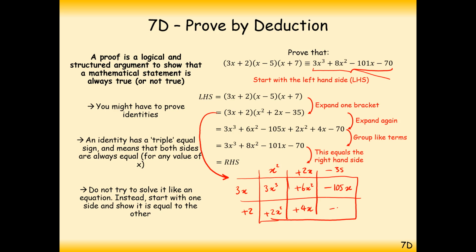So, and minus 70 here. When you add these two terms, this 100 and minus 105 plus 4 gives us this minus 101x. This 6x squared plus 2x squared gives us this 8x squared, and this 3x cubed and minus 70 remain as they are. So you would be less likely to make an error if you wrote the question in this box method and multiplied it like so.